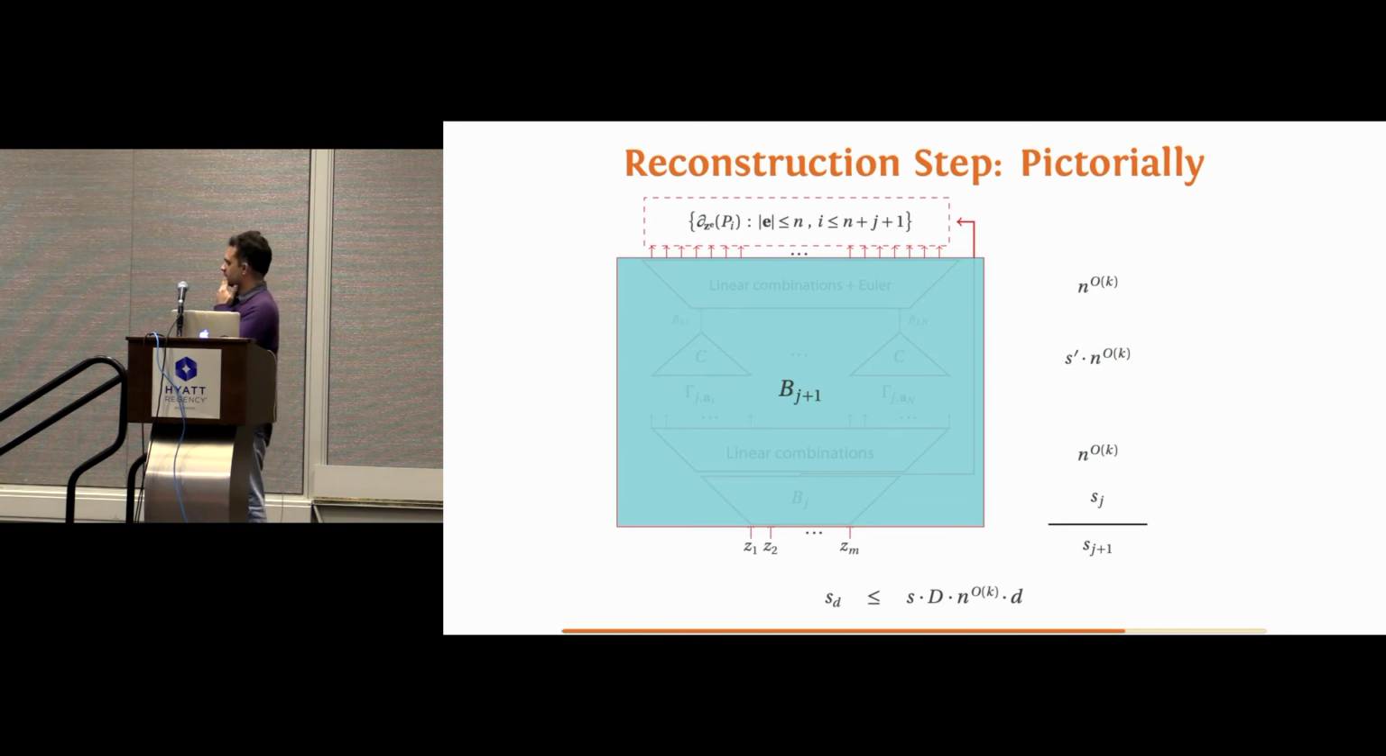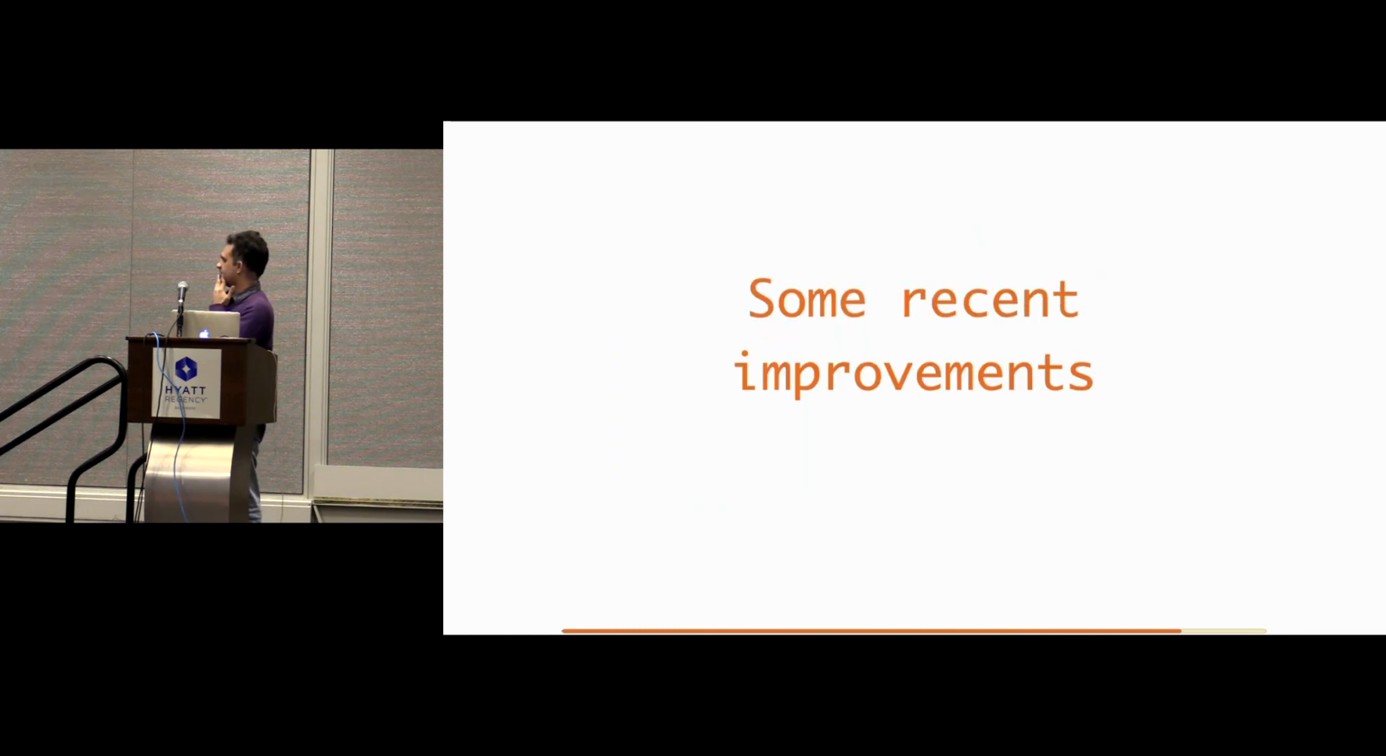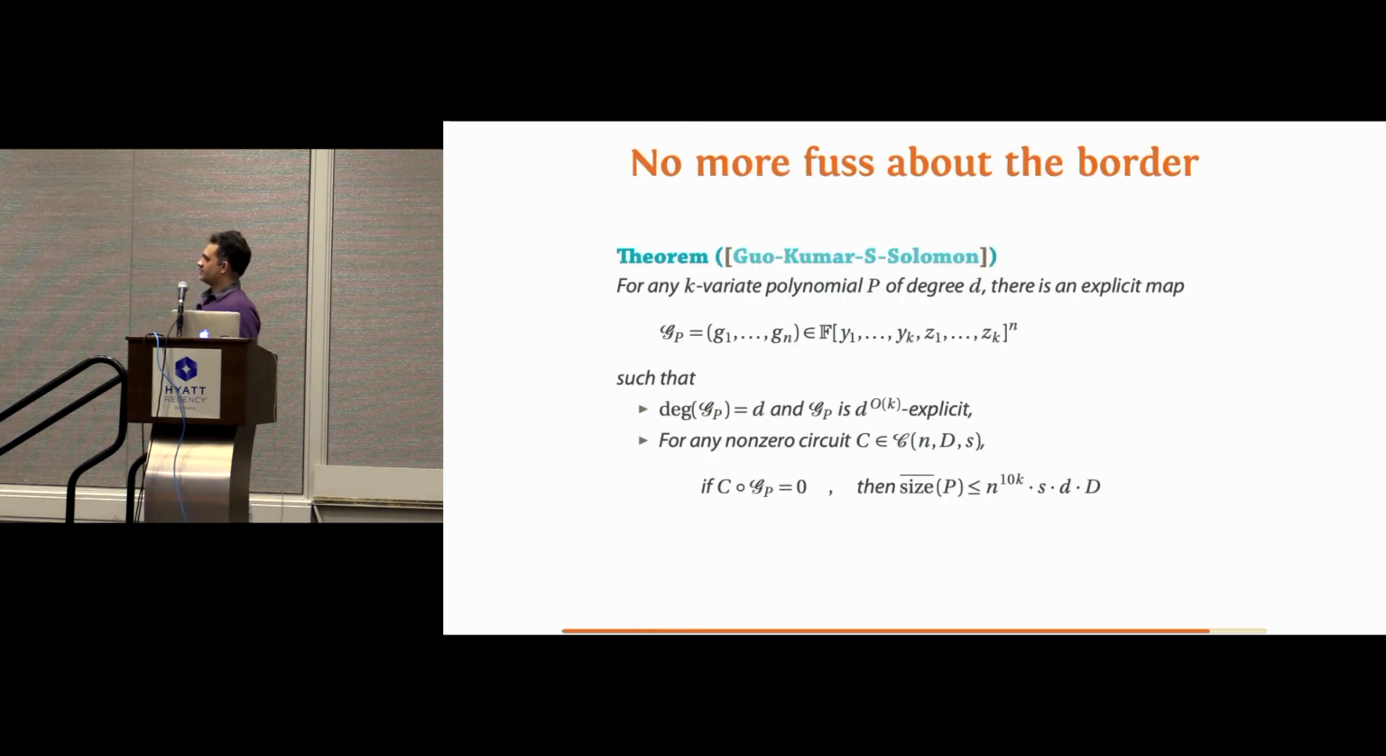Okay, so I have a few minutes left. This is roughly the end of the proof. Subsequently, there have been some recent improvements which seem cool. One is that we made all this fuss about the border, and how it was crucial because we wanted to extract these homogeneous components. Well, it turned out we can actually get rid of the border assumption completely.